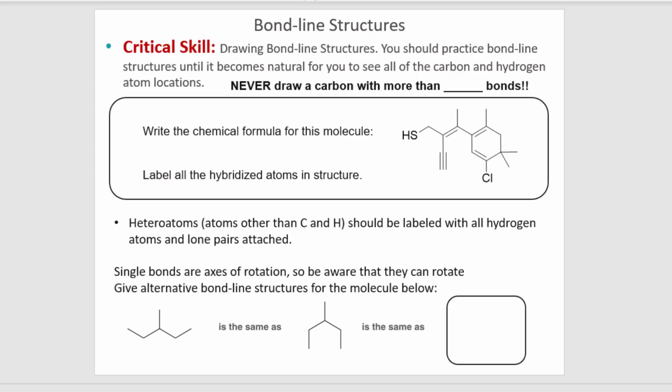So a critical skill for you guys is to really practice understanding how to interpret bond line structures and also how to draw them and what their meanings are. Never draw carbon with more than 4 bonds. We are all guilty of doing this from time to time because we're working too quickly, but you know your bond trends. Carbon cannot exceed its octet.